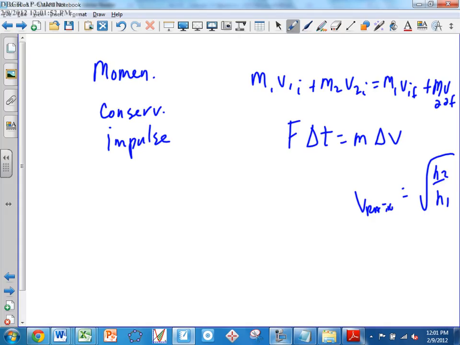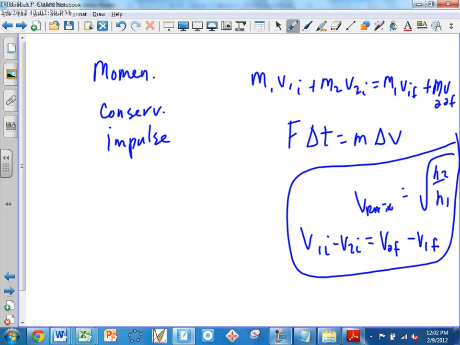The other one you need to memorize is the other one we used today, for perfectly elastic collisions. 1 minus 2 equals 2 minus 1. That's how you memorize that one. The other one is just h2 over h1 with the radical.